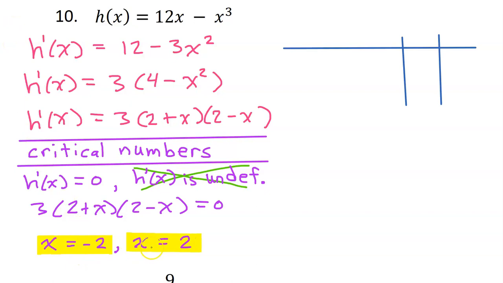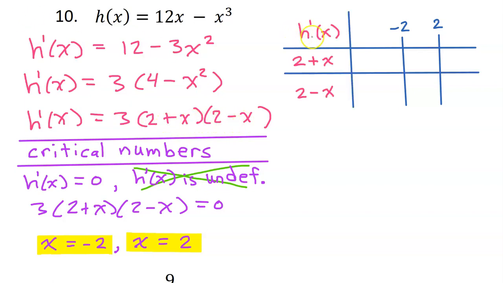Next, place the two critical numbers on the number line to build a sign chart. So in order, we have negative 2 first, and then positive 2. We're going to need a row for each factor of the derivative. So I can ignore the 3, that's always positive. So I'm just going to have 2 rows, one for each of these two factors. Don't forget to label the chart as h prime.